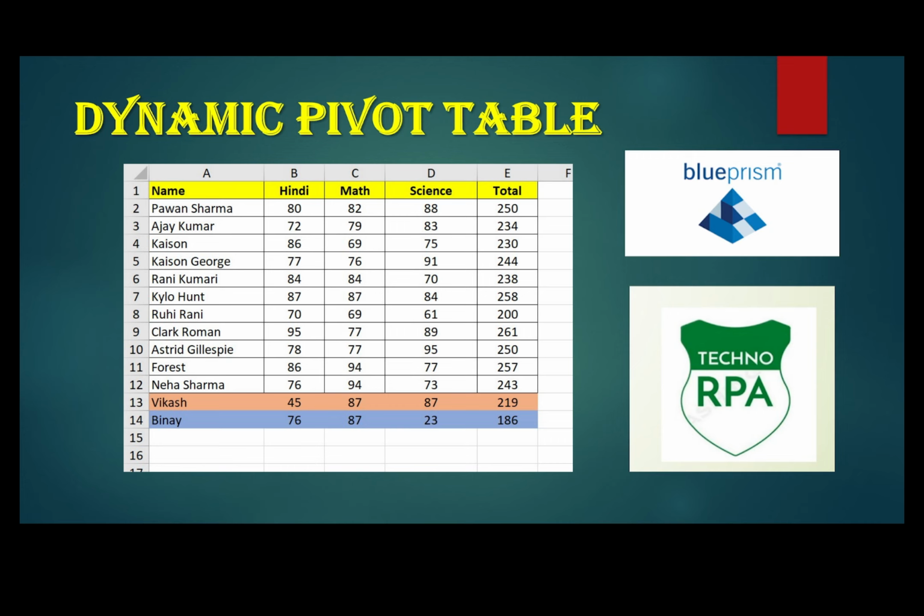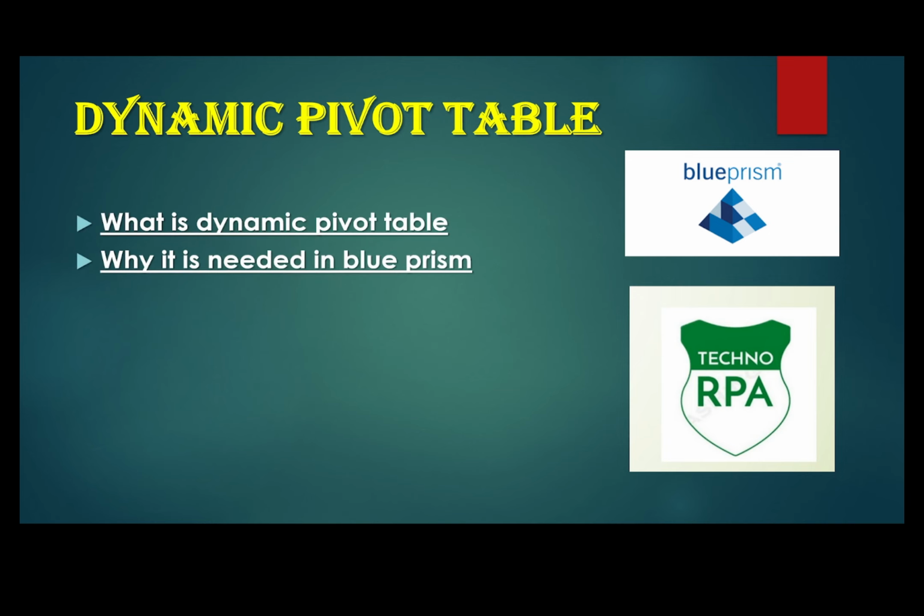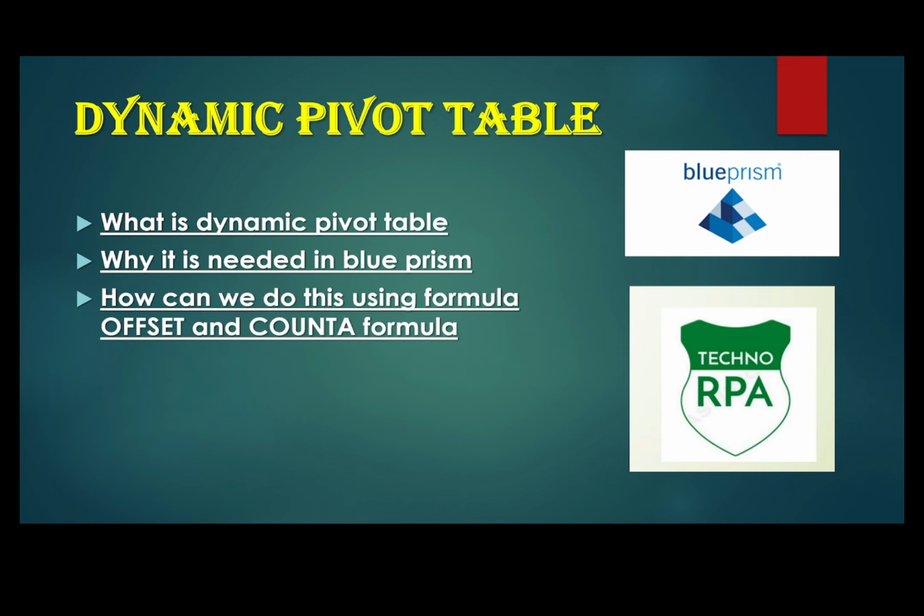Hi all, today we will try to learn about the dynamic pivot table. So what is the requirement for this? We will understand what a dynamic pivot table is. We'll see the static and dynamic table, what is the difference between them, and why it is required to learn on the Blue Prism side as well. We'll also see what formulas we will use to make the pivot table dynamic. So we will try to understand the OFFSET formula and the COUNTA formula.